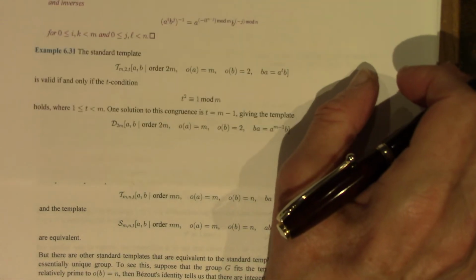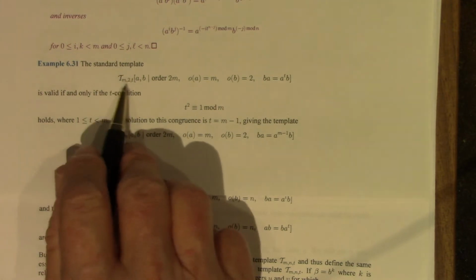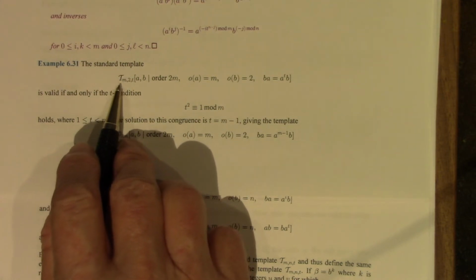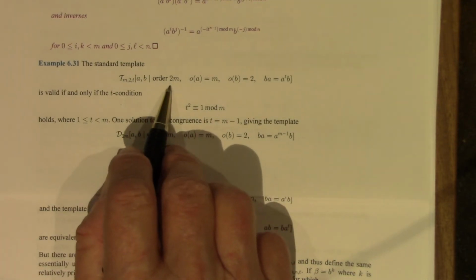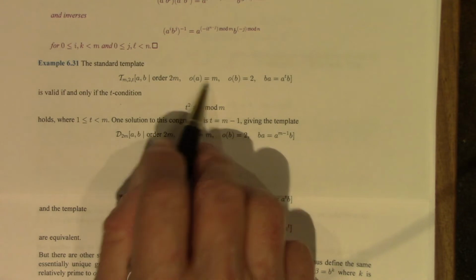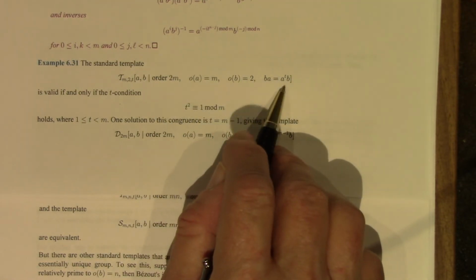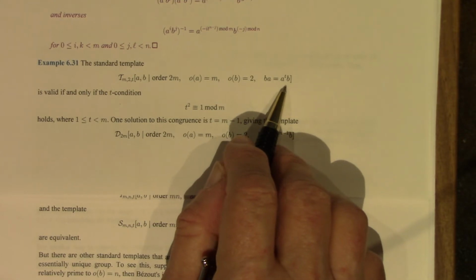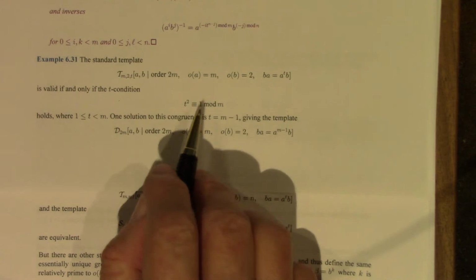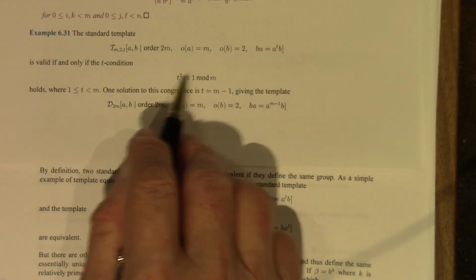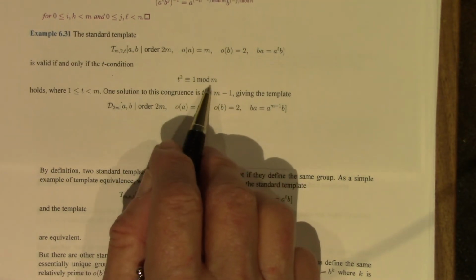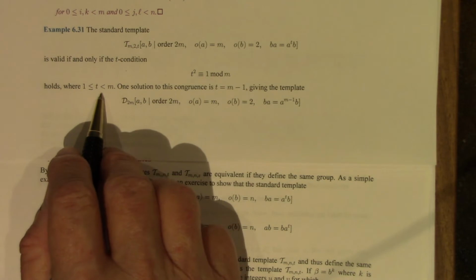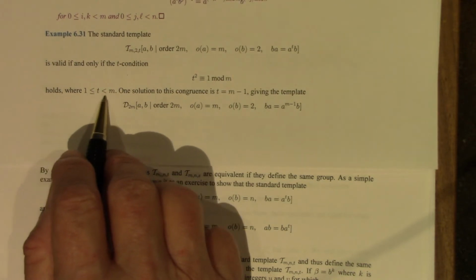Example. Let's look at this standard template. T, M, 2, T, so N is 2 here. The group has order 2M, A has order M, B has order 2, and here's the basic commutativity rule. This is valid if and only if the T condition holds. T to the order of B, which is 2, congruent to 1 mod the order of A, which is M. And as I mentioned before, we can assume that T lies in this range.